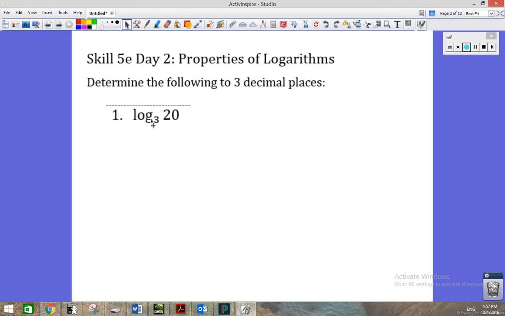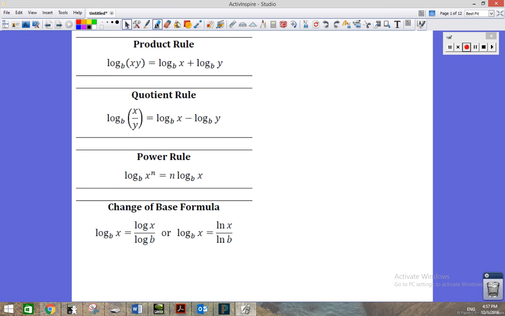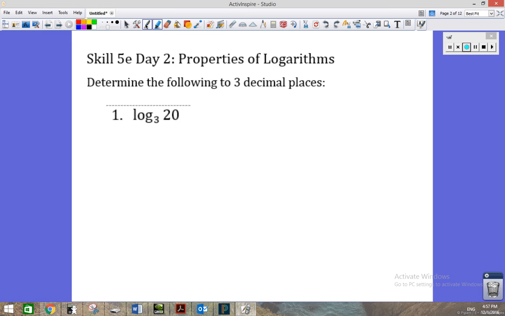Alright, so of these formulas, the one that we're going to use in these first 9 problems is this change of base formula. This change of base formula allows us to use our calculator to answer this question. Even though we don't have a log base 3 button, we can use that change of base and use either a common log or a natural log, and we take the log of 20 and we divide it by the log of 3, and we'll have an approximation.